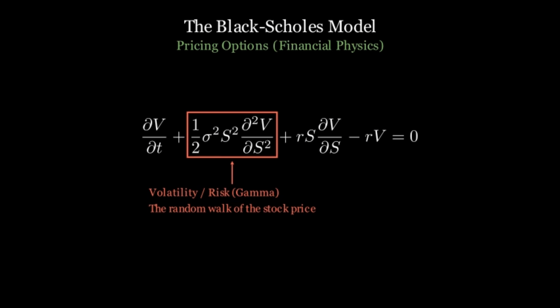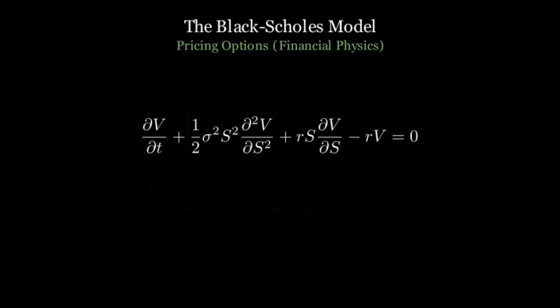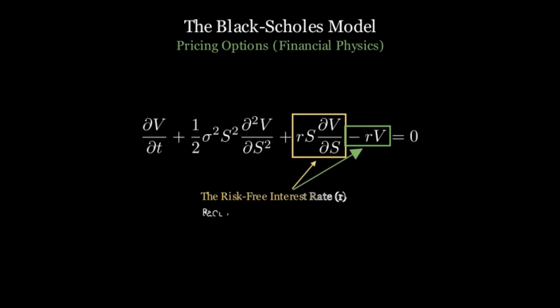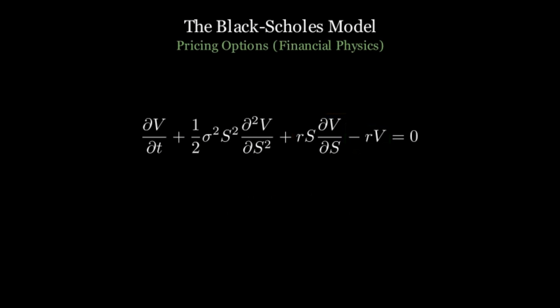The final terms introduce r, the risk-free interest rate. This ensures the equation respects the time value of money. It adjusts the option's final price to factor in the guaranteed returns an investor would have made if they simply left their capital in a zero-risk savings account.